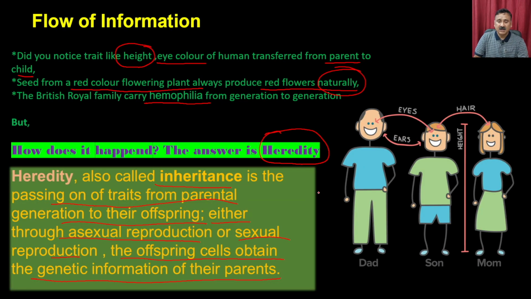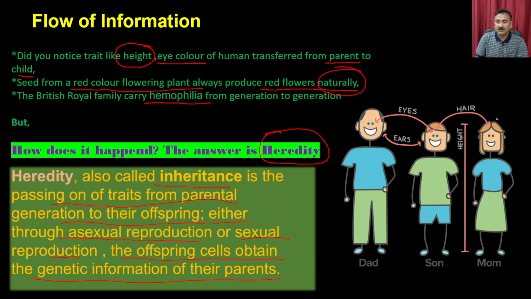Definitely, if it is asexual reproduction, the traits are going to be completely 100% intact. But if it is sexual reproduction, then it is going to be mixed, because you are going to have 50% of the traits from your mother and 50% of the traits from your father. And depending upon which trait is dominant and which trait is recessive, it is going to show you the phenotype.